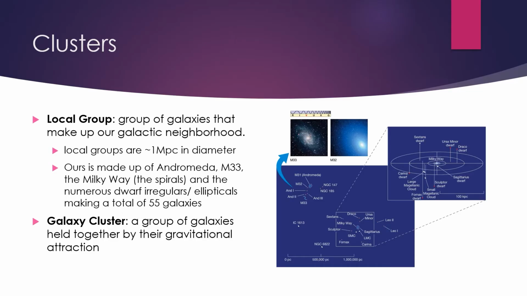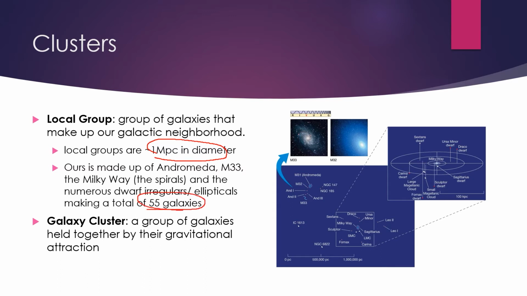Groups of galaxies can make up local neighborhoods and are generally held together by their gravitational attraction, and this is known as a galactic cluster or a galaxy cluster. Our galaxy cluster is known as the local group, which is a group of galaxies that make up our galactic neighborhood. Local groups are about 1 megaparsec in diameter. Ours happens to be made up of Andromeda, M33, and the Milky Way, which are our spiral galaxies, and then the numerous dwarf, irregular, and elliptical galaxies, making a total of 55 galaxies in our local group.